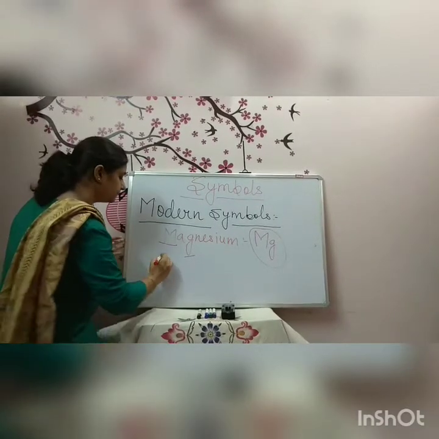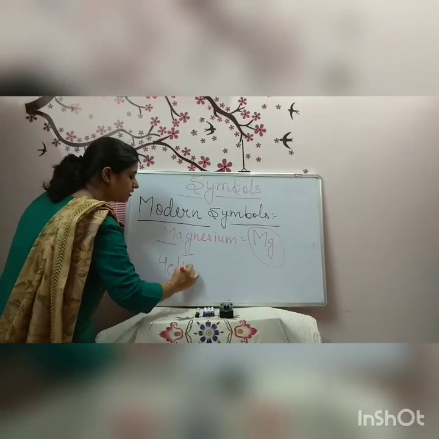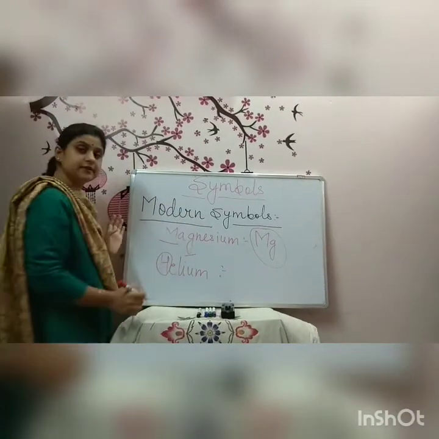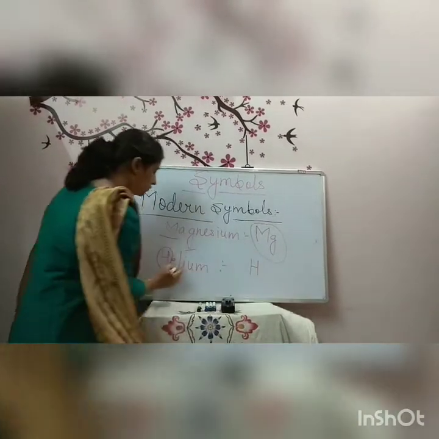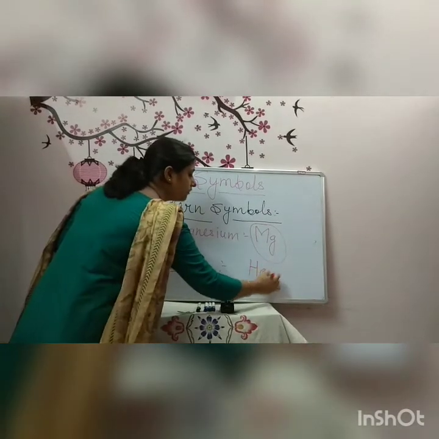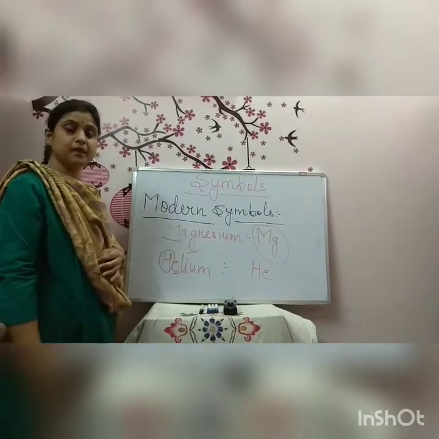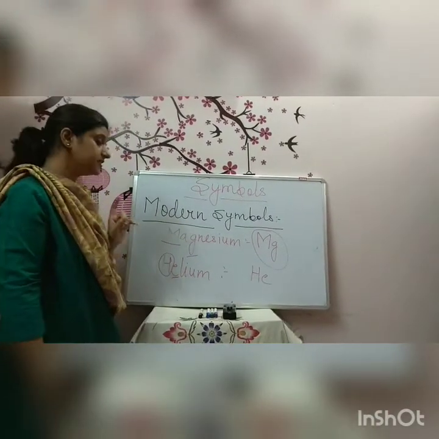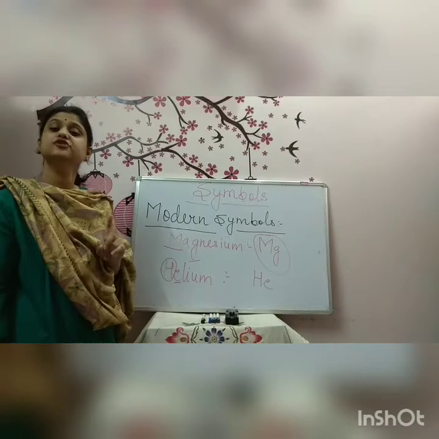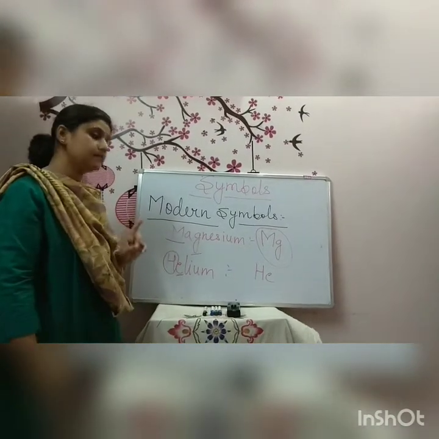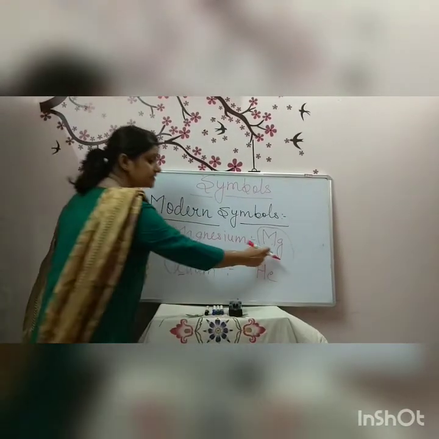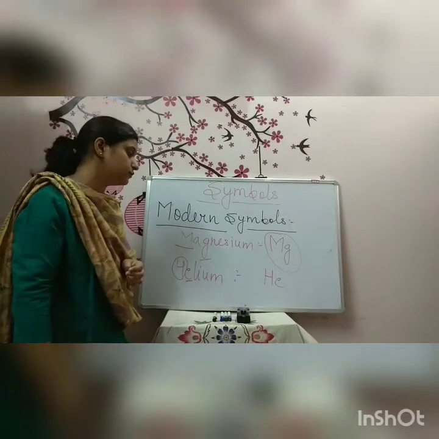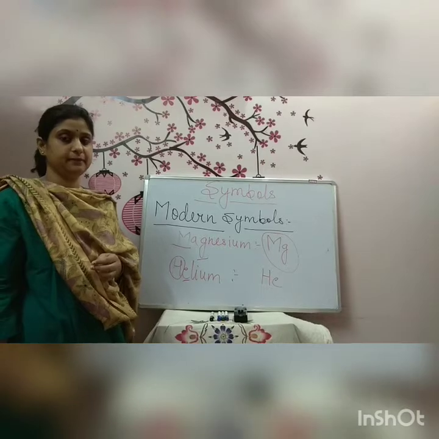For example, helium. Here also we are using the first letter of the name, that is H, along with the second letter of the name, that is E. Right? So here the H is capital and the second letter, that is E, is the small one. You have to remember this thing. You cannot write the second letter of a symbol as a capital alphabet. It should be a small alphabet.